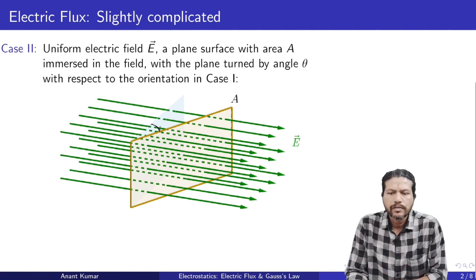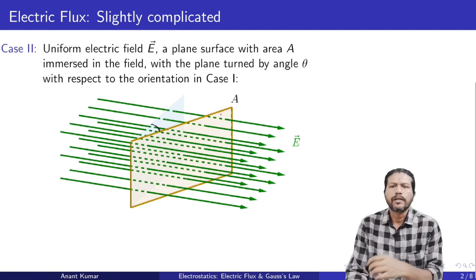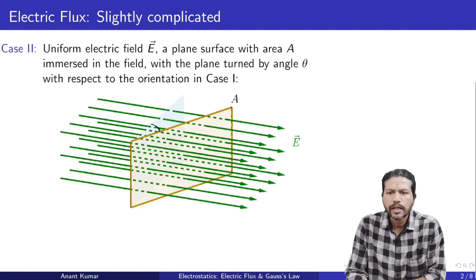So in this situation, the idea is to consider the projection of the area A back onto the original plane. If I consider this area A over here and we just try to project it back onto this original orientation, which is very lightly visible over here, in this case we can define the flux in terms of the electric field, the area and this angle theta.